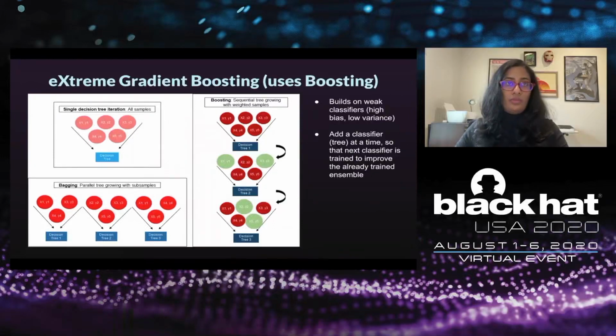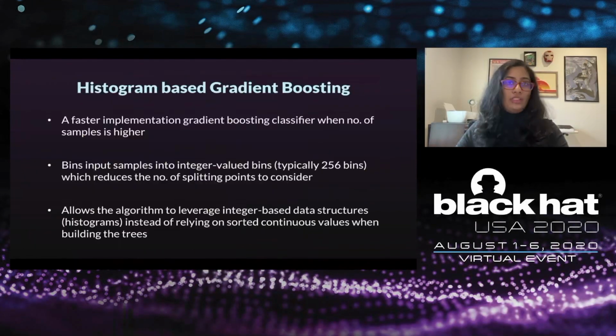Now, XGBoost, which is extreme gradient boosting, this was the best model we had. It builds on weak classifiers, as we saw before. It adds one classifier, a decision tree, at a time, so that the next classifier is trained to improve the already trained ensemble, right?